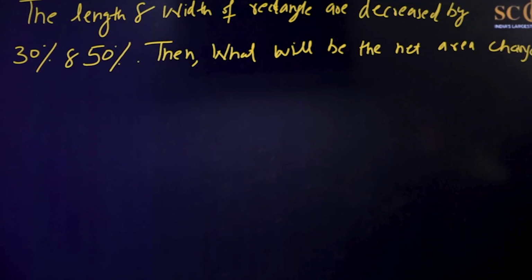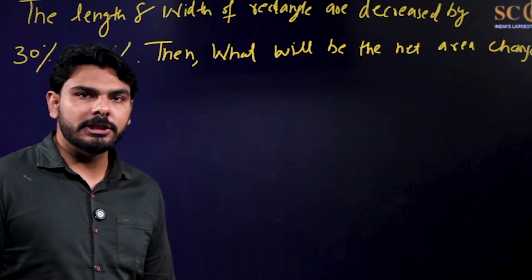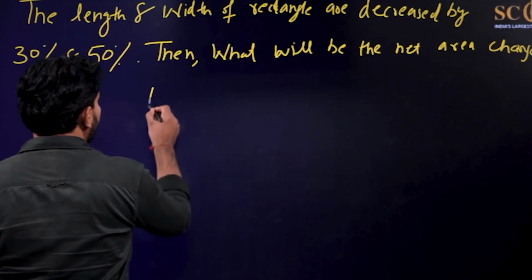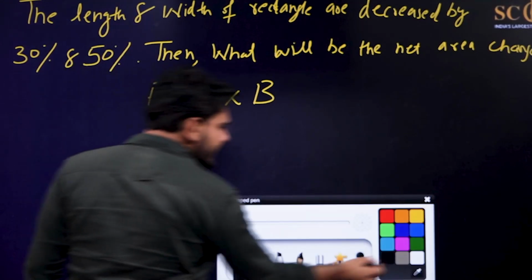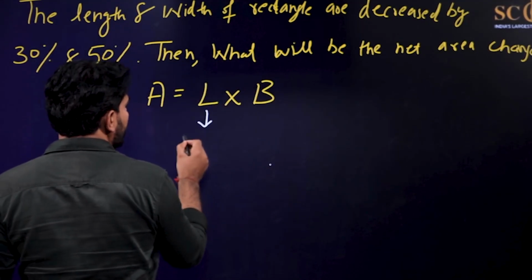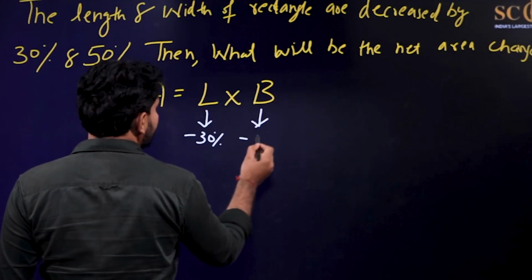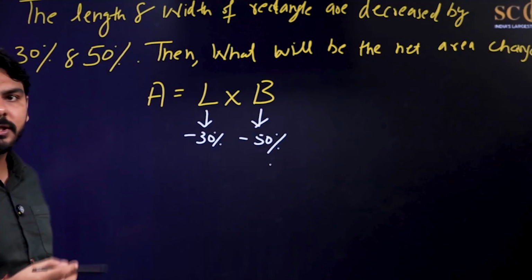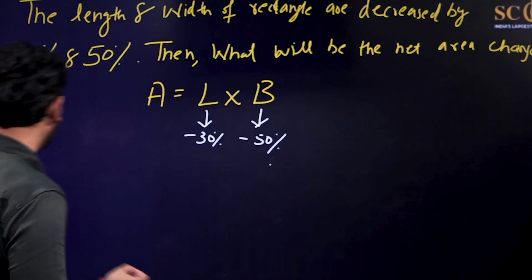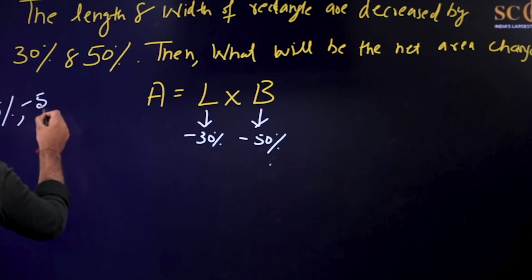Let us see how we can solve this question. We are given that the length and width of a rectangle are decreased by 30% and 50%. What will be the net area change? We know the formula for finding the area of a rectangle: it is equal to length into width. Length is decreased by 30% and width is decreased by 50%. By using the net change, we can solve it.